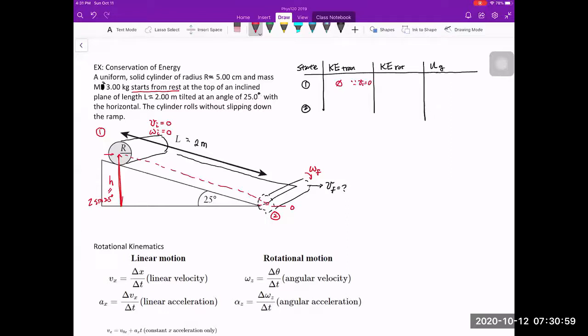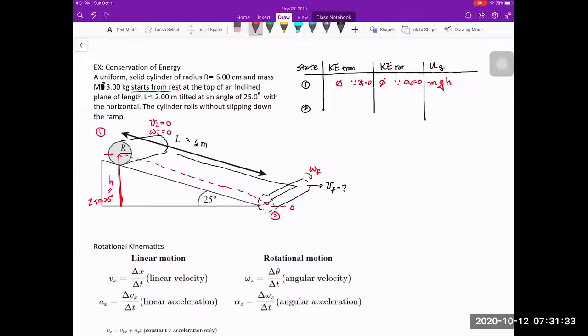What about the rotational kinetic energy? It's also going to be 0 because omega I is equal to 0. What about the potential energy? Well, the potential energy is mg times the height. If we make the bottom to be 0, this will be mg h final. Or you can simply say this is the h, the height difference. Let me just use h.